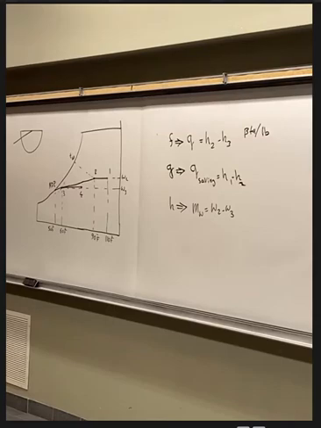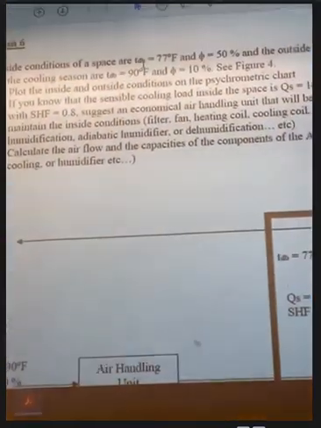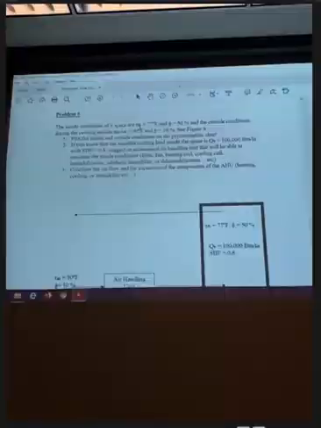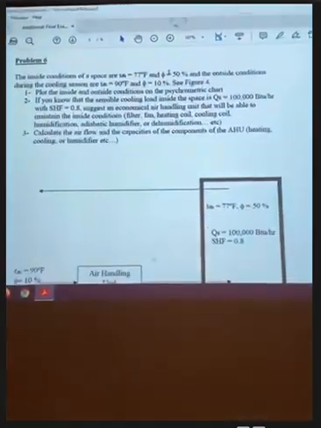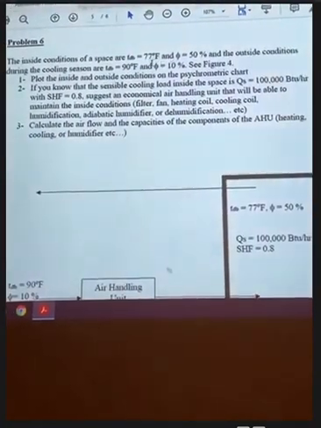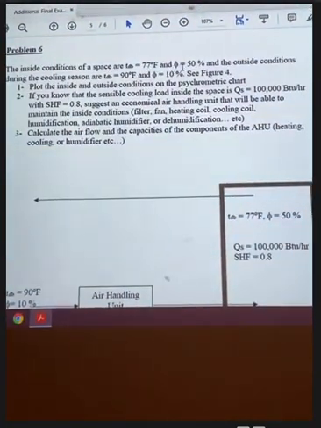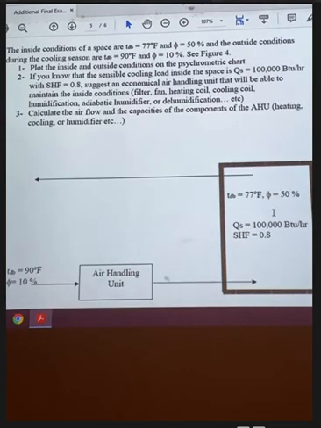So I'll go quickly through this example. The inside conditions of space are T dry equal to 77 Fahrenheit and relative humidity 50%. And the outside conditions during the cooling season are 90 Fahrenheit and 10%. So it is a summertime, high temperature outside and lower humidity. Similar to figure 4.